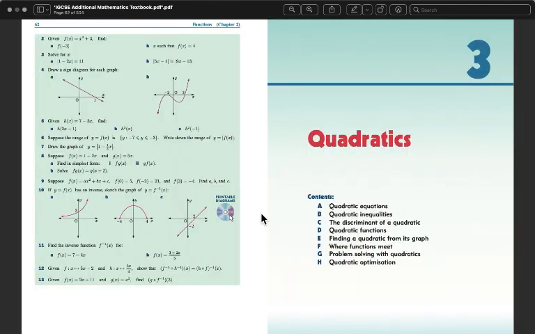And now I have some questions for you to practice, and the unit on functions is now over. If you have any questions, please leave them in the comments.